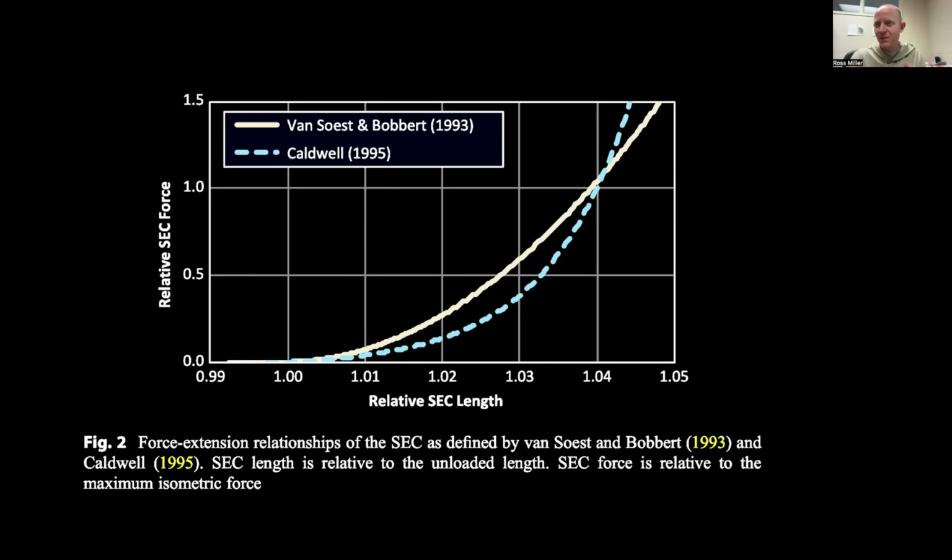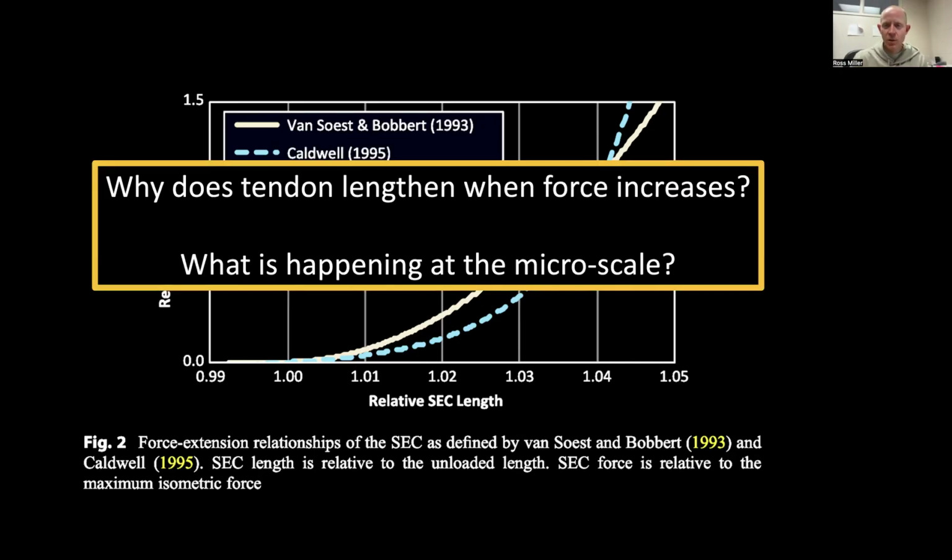So we might think that there's conceptually two different mechanisms going on for how tendon is actually getting longer, if it initially behaves as a not very stiff material, and then as we stretch it further and further, it becomes a more stiff material. So why does tendon lengthen when force increases? What is at the molecular slash cellular level, what's actually happening there? What's changing at that level? And what's actually happening at the micro scale?